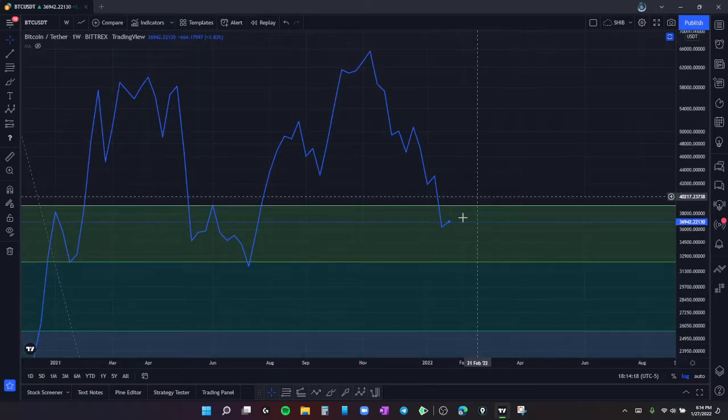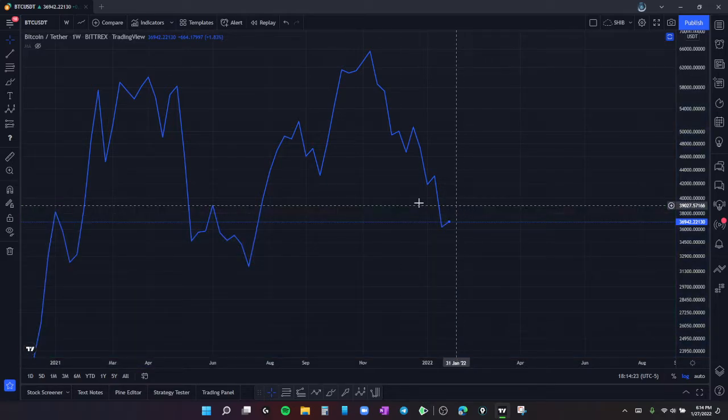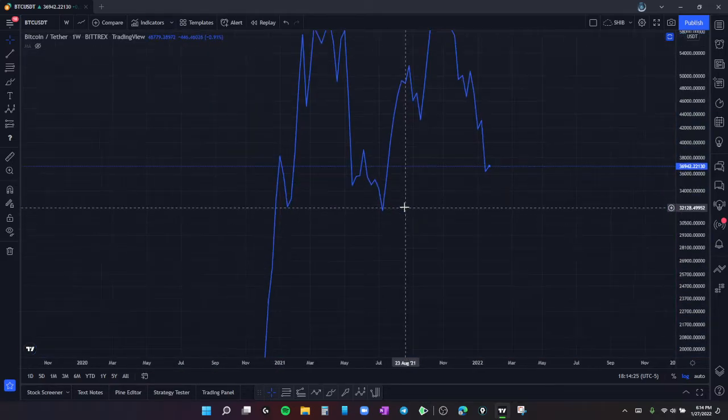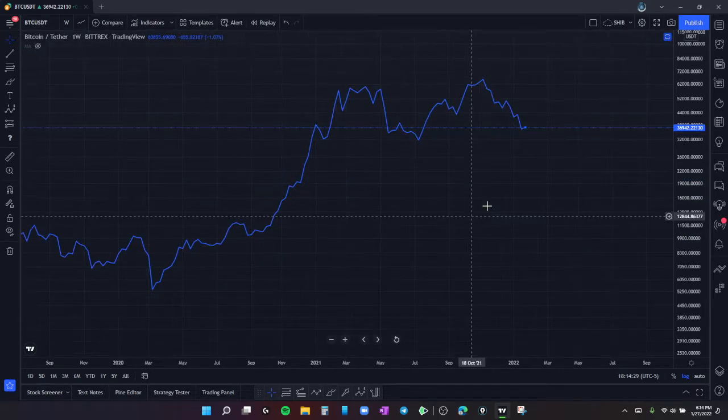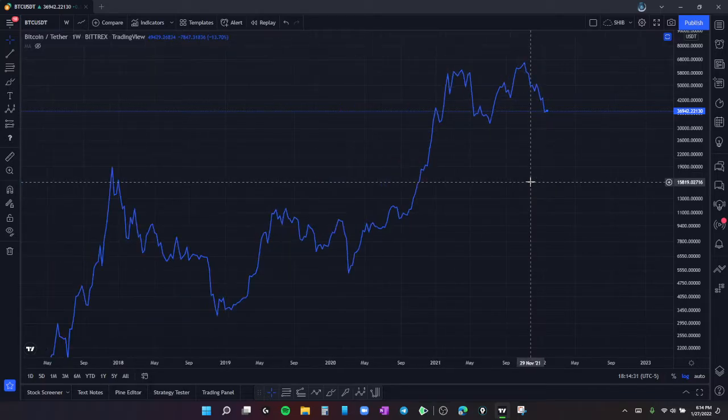And one thing I just wanted to show you while I was looking at the charts, obviously we look for different patterns and things in the past that can kind of give us hints of what might occur in the future.